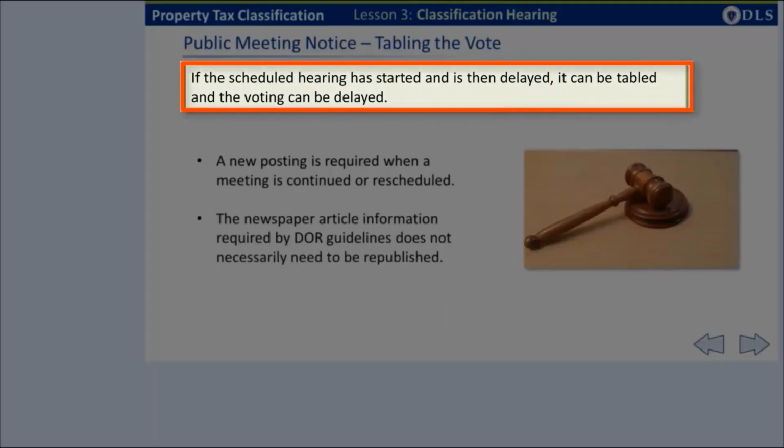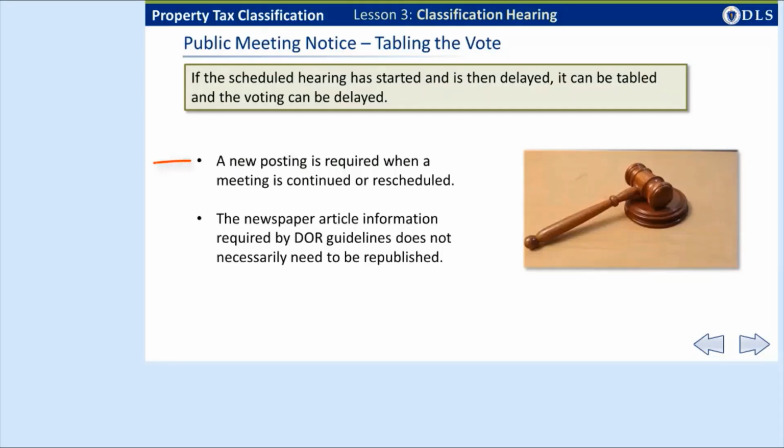If a scheduled hearing has started and initial discussions have begun, and then further delayed, it can be tabled and the voting can be delayed until the tax allocation discussion can be completed. A new posting is required when a meeting is continued or rescheduled. However, the newspaper article information required by DOR guidelines does not necessarily need to be republished.